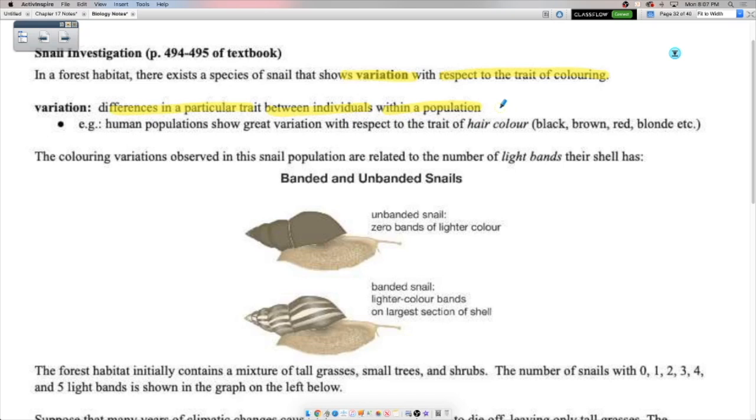For example, there's tons of examples with humans. One we could think of would be that humans show great variation with respect to the trait of hair color. You could have black hair, brown hair, red hair, blonde hair, okay? Same for eye color: brown eyes, blue eyes, green eyes, gray eyes, right? They're all options. That's variation, different options with respect to a trait, the trait there being eye color or hair color. So pick a trait, and if there's different versions of it, then the species is showing variation with respect to that trait.